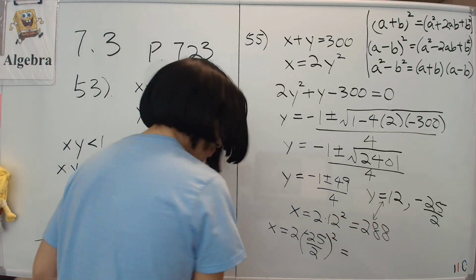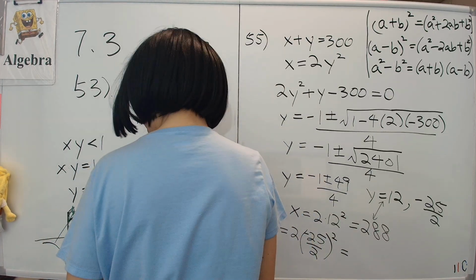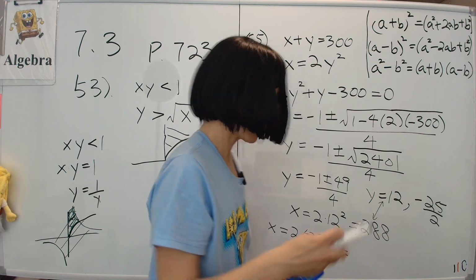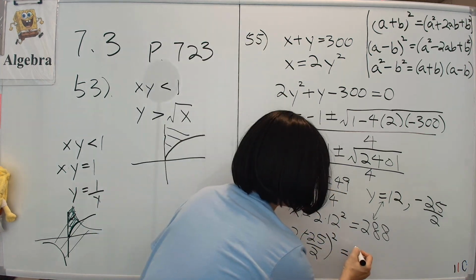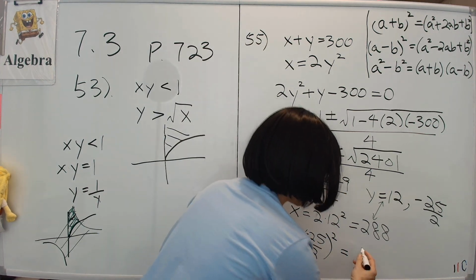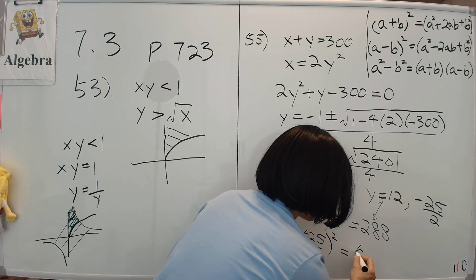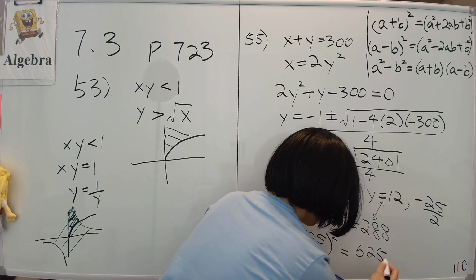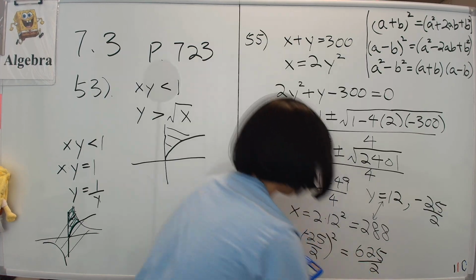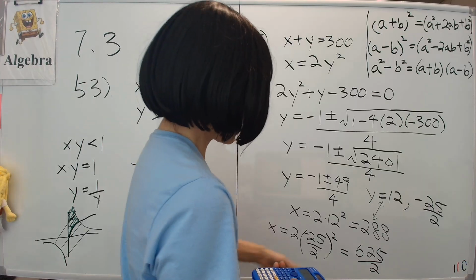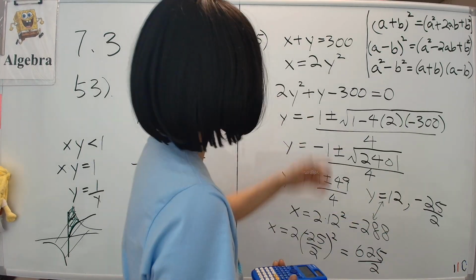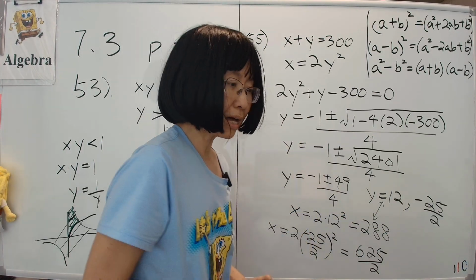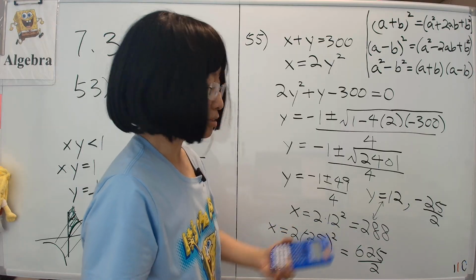Wrong marker. Where's my marker? Here it is. Okay, so x equals 625 over 2. Now, if that's the case, x plus y is still 300, so it's okay. Yeah, so both sets of answers are okay.